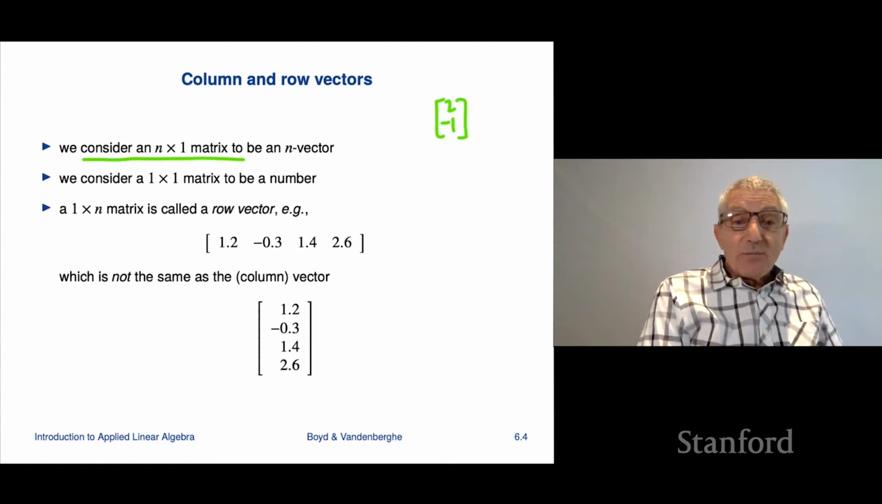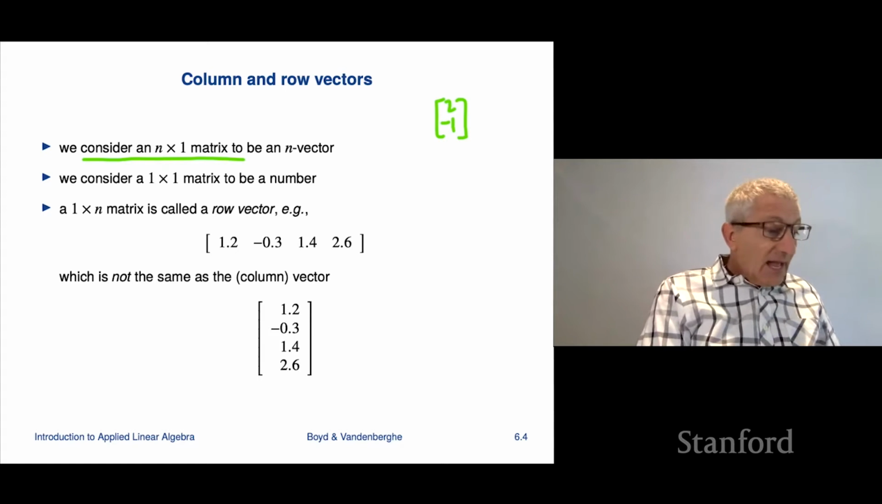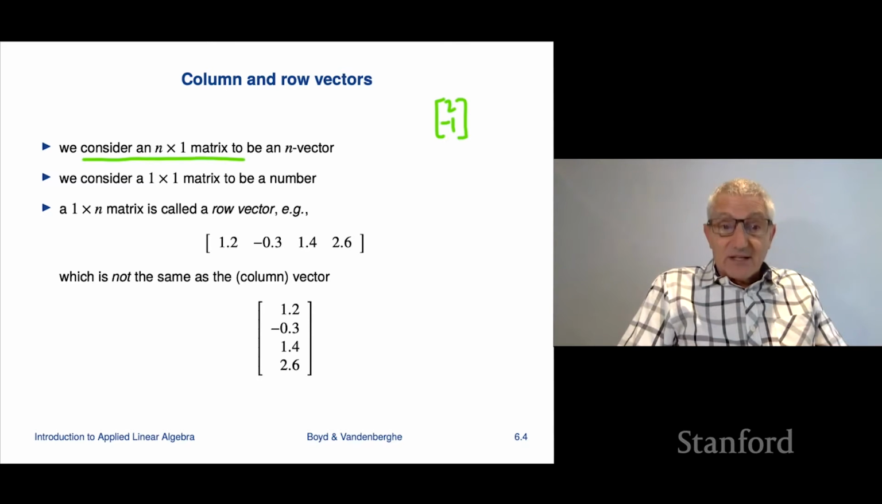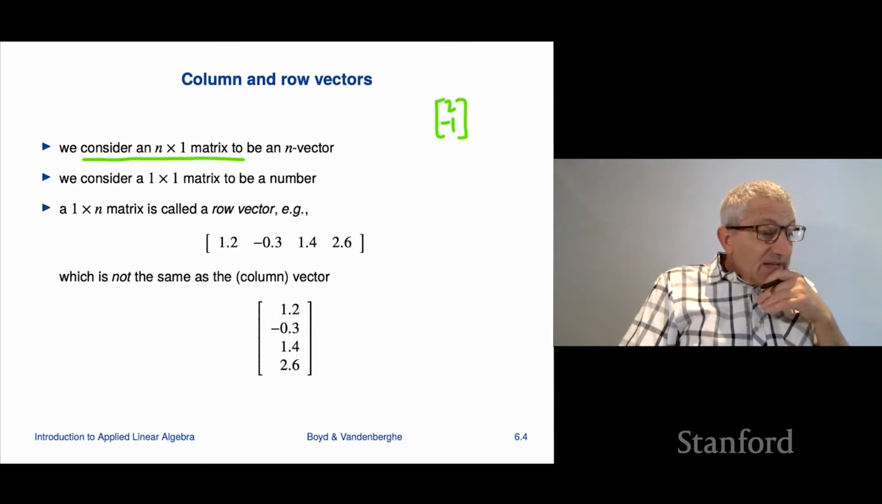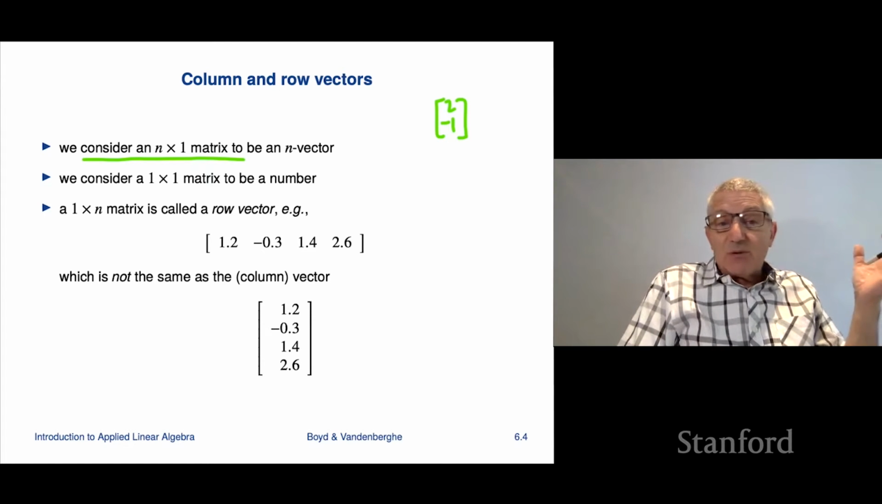It's also a 2 by 1 matrix because it's got 2 rows and 1 column. And we'll see that that's not going to cause any harm. We'll talk about that later. Now, even more extreme is a one-by-one matrix, which we consider to be just a number. It's the same as a one vector is just a number.